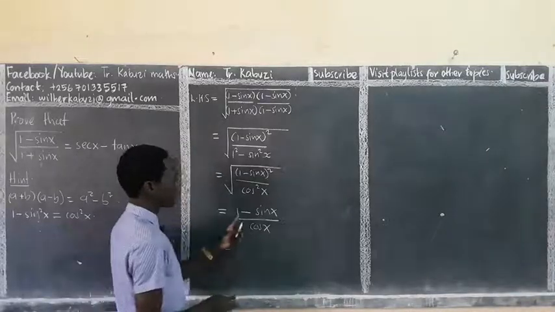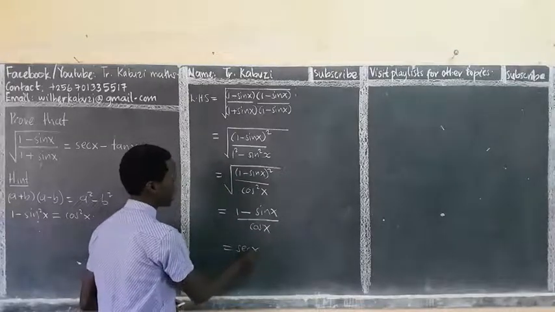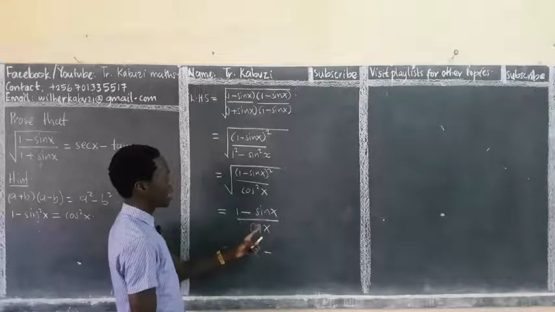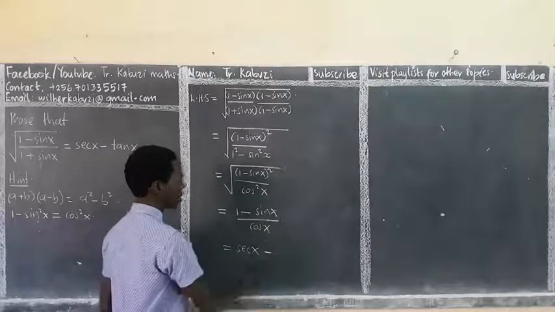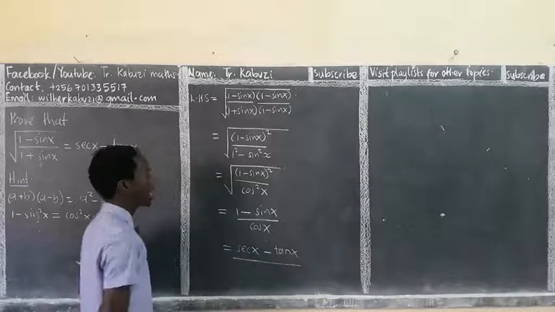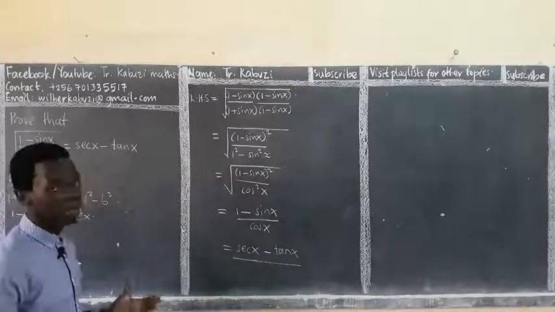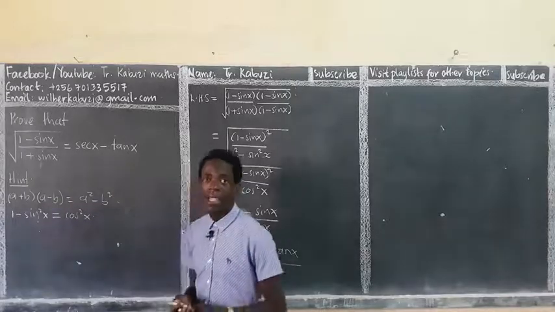So we can separate. This is 1 divided by cos, which gives us sec x, minus sine over cos, which gives us tan x. And so we have proved that the left hand side is equal to the right hand side, and the proof is that simple.